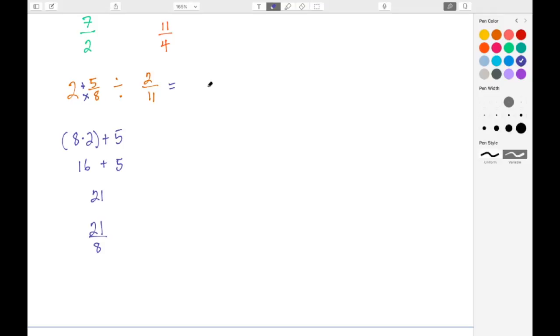So let's just rewrite. I have 21 eighths divided by 2 elevenths. Well, the rules say I keep the first fraction the same at 21 eighths. I flip it to multiplication, and then I write the reciprocal of the second fraction. So this here is 11 halves. And now I multiply across my numerators and then across my denominators. So 8 times 2 to get 16.